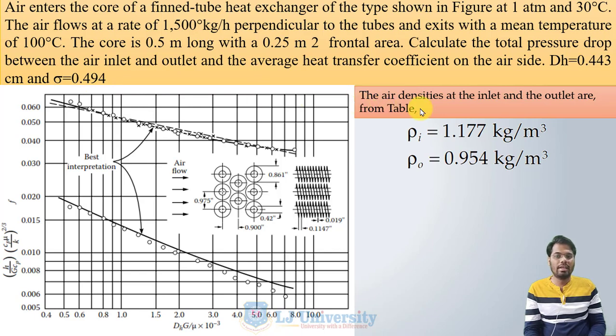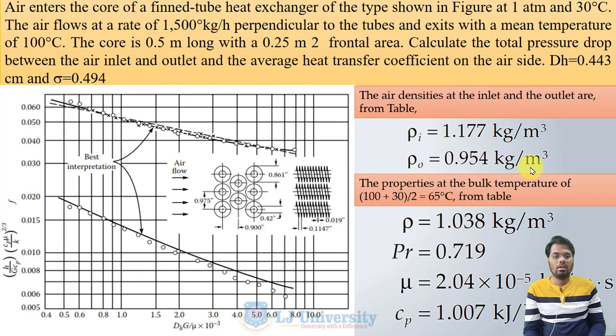So from the table we can get the values of the air properties. We can easily find out the density for the inlet temperature: for 30 degrees it would be 1.177, and for the outlet, for 100 degrees, it would be 0.954 kg per meter cube. Now also the remaining data for the mean temperature, 100 plus 30, inlet plus outlet, divided by 2, so 65 degrees Celsius. From the table we will get all these values: Prandtl number, density, specific heat, and the viscosity, taken at 65 degrees Celsius, the mean temperature.